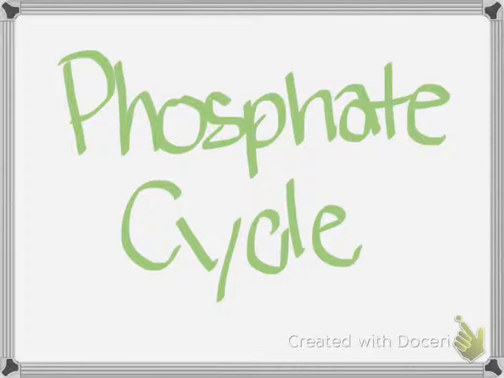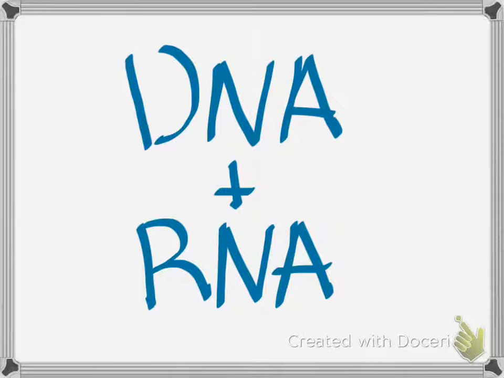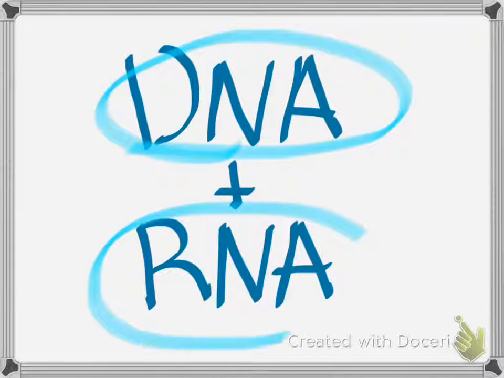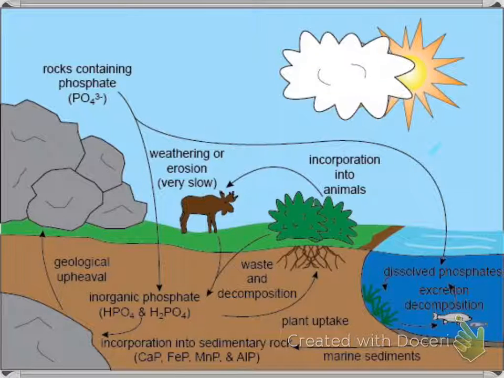Alright, our last and final nutrient cycle is the phosphate cycle. Now, the phosphate cycle is essential to all living organisms because it's a critical component to the formation of DNA and RNA, which we all know are the building blocks of life, as well as cells, because cells are made up of genetic material. However, unlike the oxygen and the nitrogen cycle and the carbon cycle, phosphate isn't found in the atmosphere.